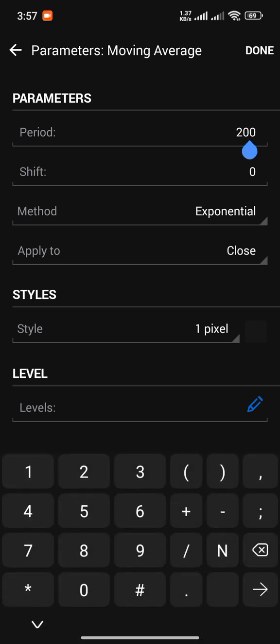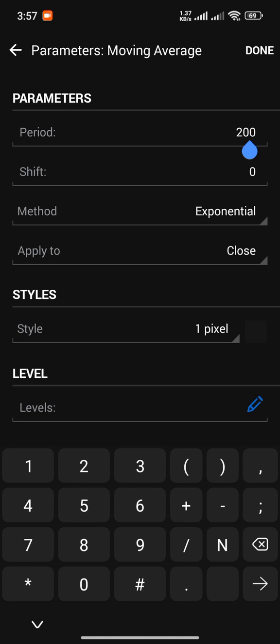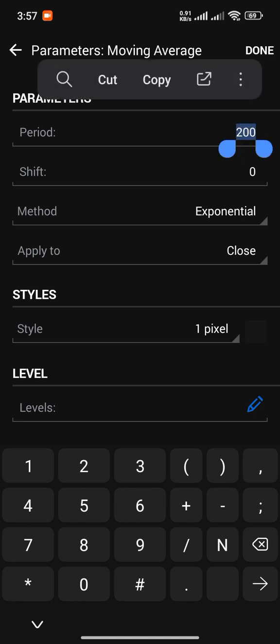So now let me add a moving average and I will show you guys how this moving average works.